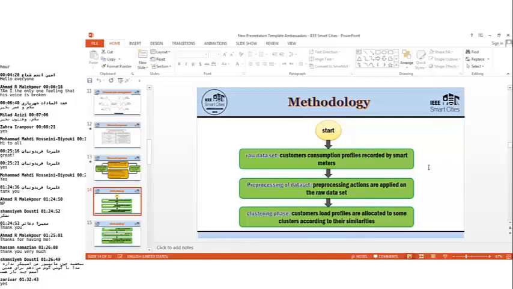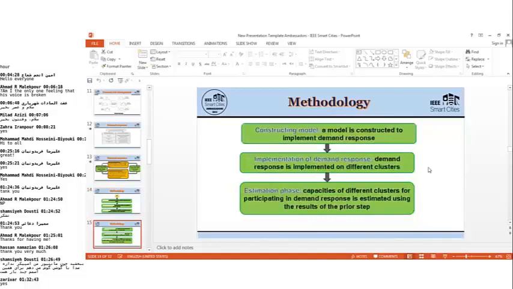The next step is preprocessing of the data set. Preprocessing actions are applied on the data set. In the next step, customers' load profiles are allocated to some clusters according to the similarities in consumption. Clustering and other techniques in the context of data mining would need another separate presentation. But as I know, there is enough information and knowledge about data mining and data science techniques among the audience, so I ignore them and continue with the next page.